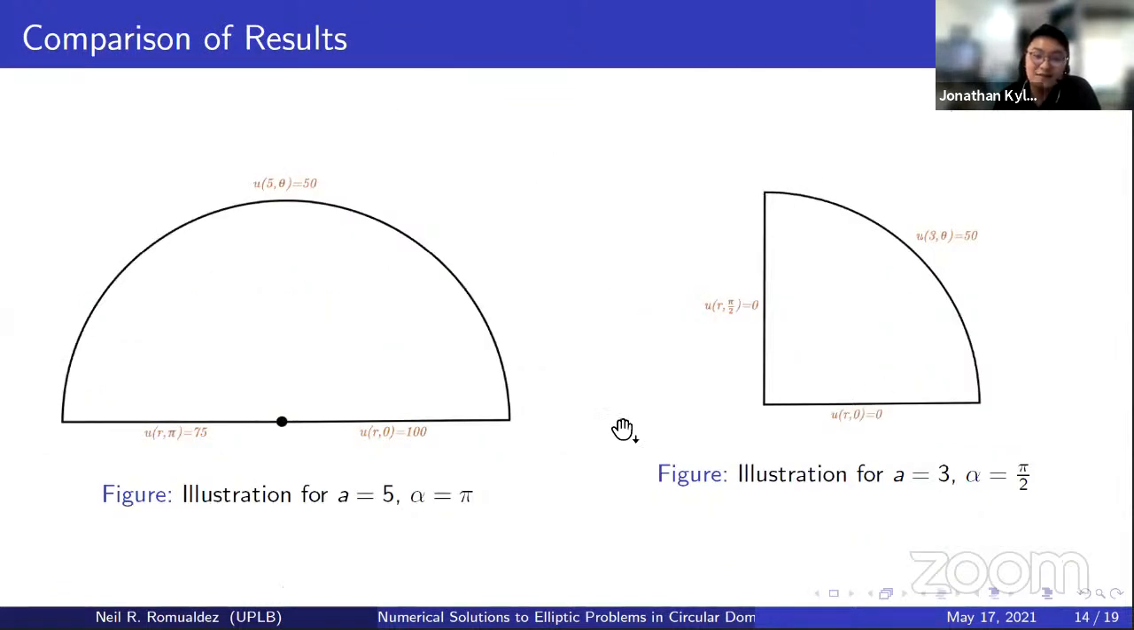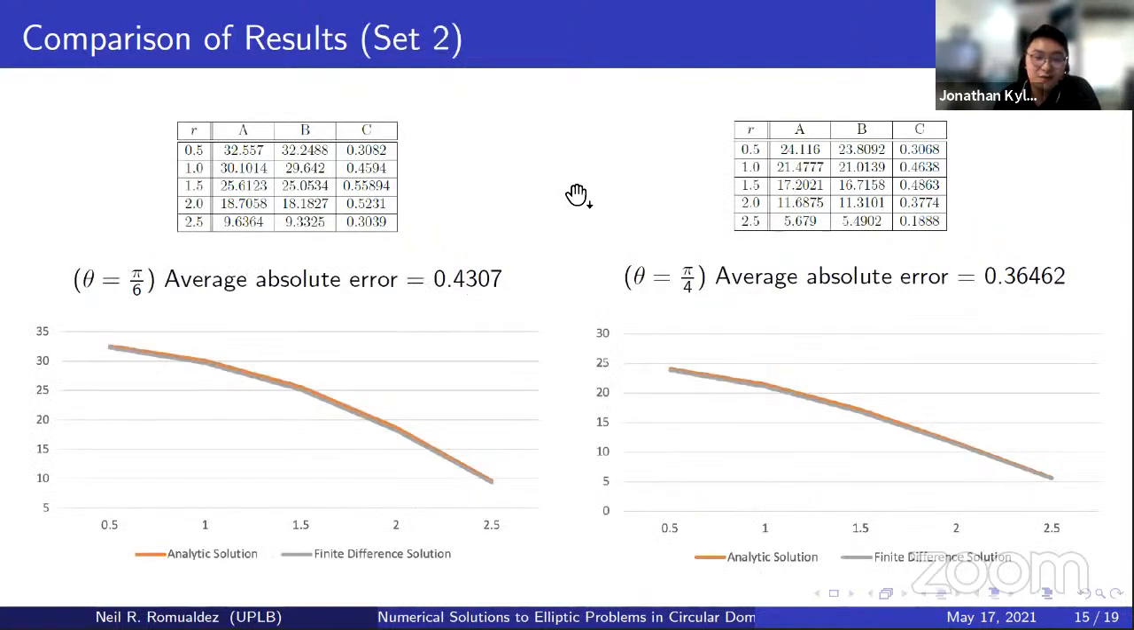For the second set of results, this is his figure with prescribed Dirichlet boundary conditions and a maximum radius of 3 and a maximum angle of pi over 2. So again, for the angle of pi over 6, his average absolute error is 0.4307. You can see that the difference is more apparent in the middle part as well, also seen in his table of values. Same with angle pi over 4, with an average absolute error of 0.36.